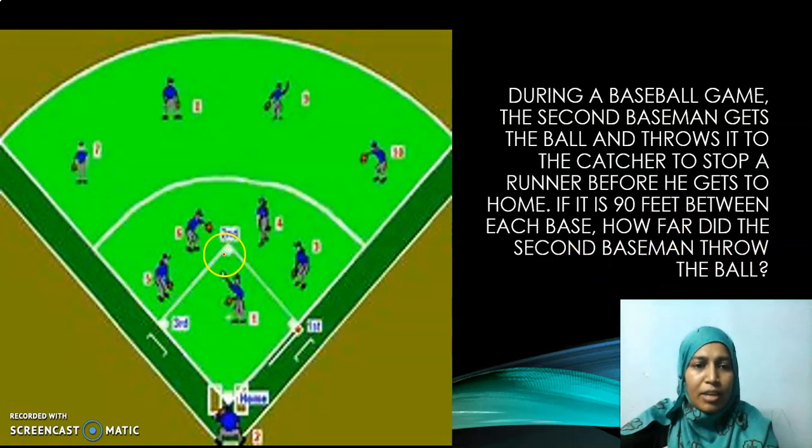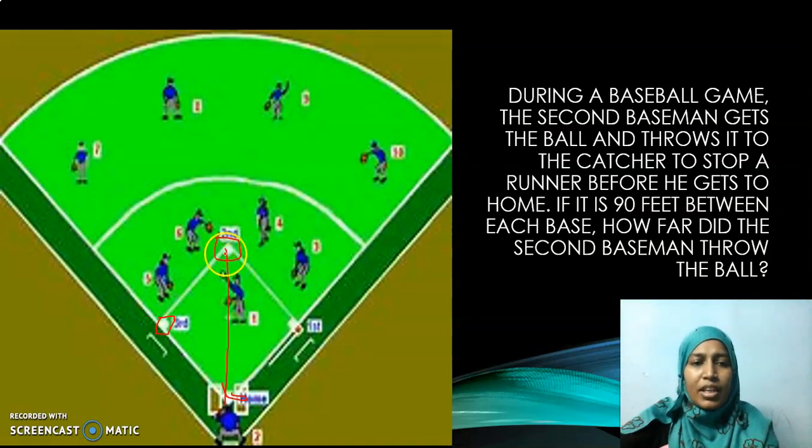See, here is the second player. From here, he is throwing the ball to the home. And these are the bases. See here, these are the bases. 1, 2, 3. 3 bases will be there in baseball, no? Here, home. Isn't it? From here to here, he is throwing the ball and they are asking how far he has thrown. So, I am going to find the diagonal.